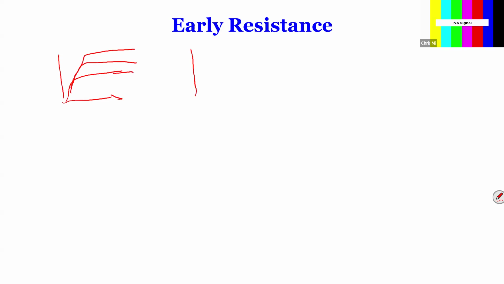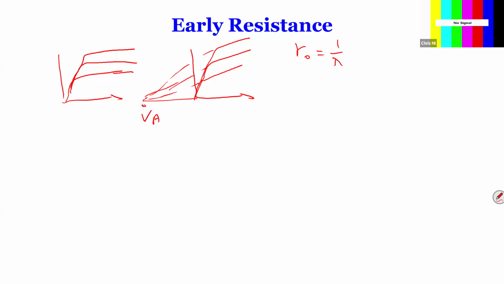But then we said, well, in real life, that's actually not true. They actually go like this. And if we extend all these lines, we get this point, which we call VA. In the DC operation, when we talk about VA, we can use RO, which is a resistance equal to 1 over lambda. It's called the channel effect and so on.